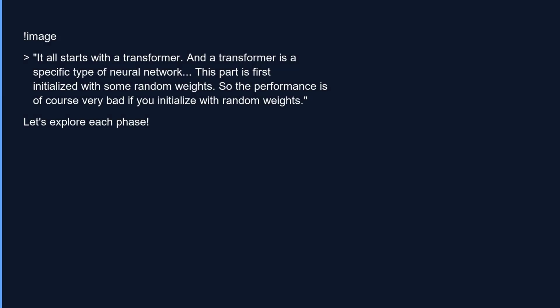It all starts with a transformer. And a transformer is a specific type of neural network. This part is first initialized with some random weights. So the performance is, of course, very bad if you initialize with random weights. Let's explore each phase.